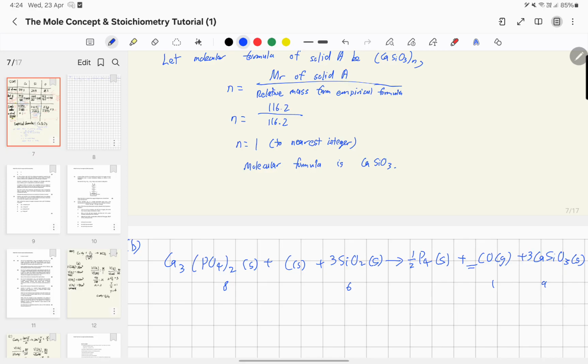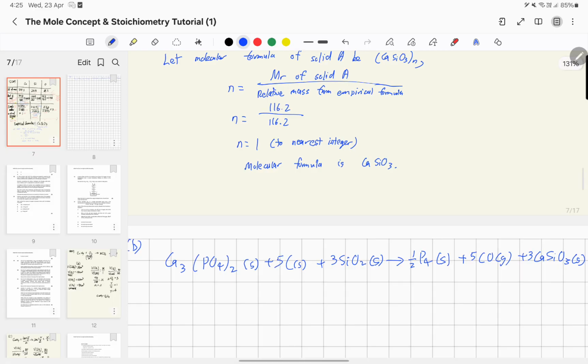If there's 14 on the left, 10 on the right, I need to know what this number over here is. So 14 minus 9 would have been 5. This one I put 5. If I put 5, oxygen would have been balanced out. And last but not least, because carbon is affected, that's why I put 5 over here.